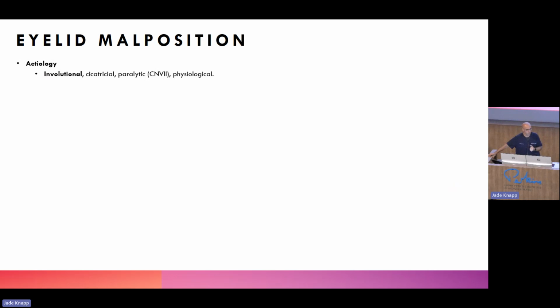Paralytic we've talked about, so seventh nerve palsy. And then physiological, you might just get a bit of asymmetry. There's actually not a great deal going on. It's not that symptomatic. That can be observed. You don't have to intervene.